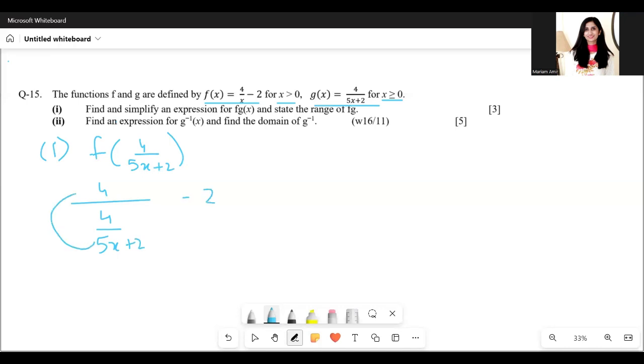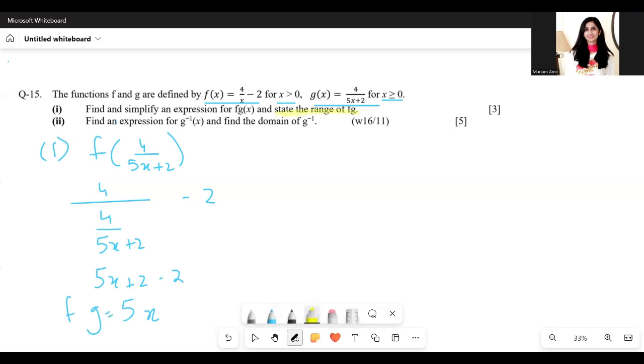4 upon 5x plus 2 minus 2. Now, when you simplify this, this goes in the numerator and this gets cancelled. So we're only left with 5x plus 2 minus 2, which just gives us 5x. Okay, so that is what fg is equal to: 5x. Okay, now next part is state the range of fg.